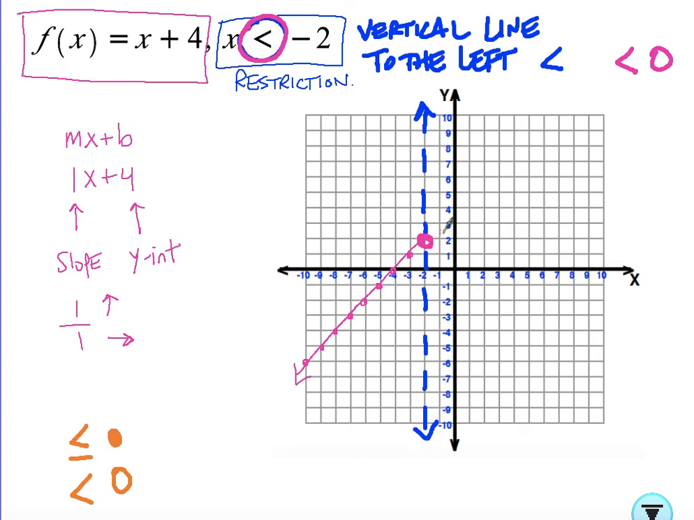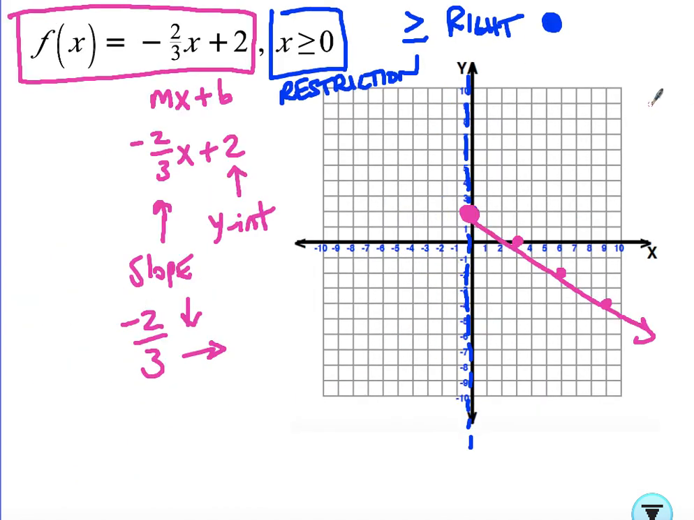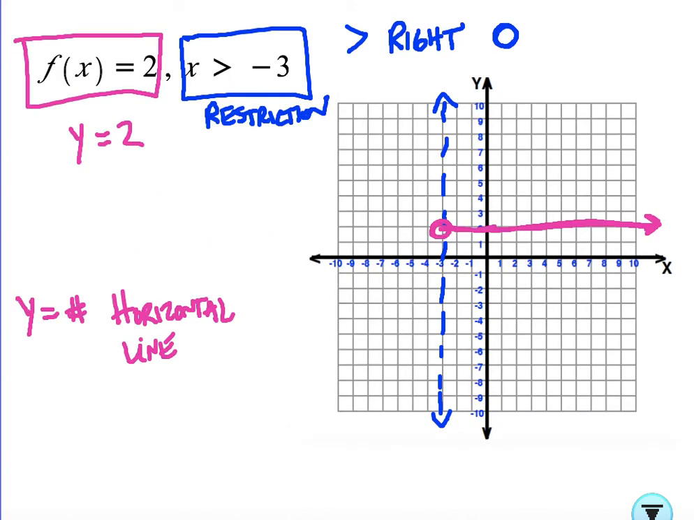So we're graphing pieces of functions, pieces of lines, pieces of absolute values. There's going to be a restriction or a barrier. You're going to keep your function either to the left of that barrier or to the right of the barrier. And then pay attention to whether you should have closed dots or open dots.